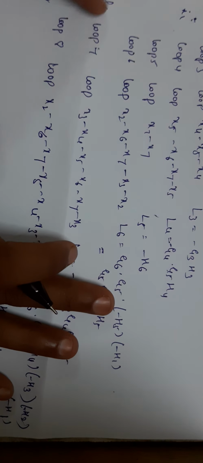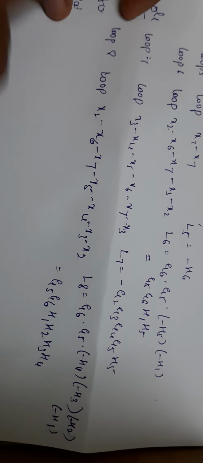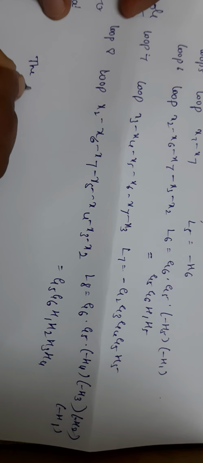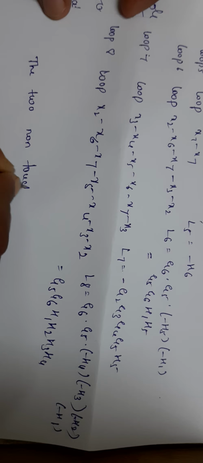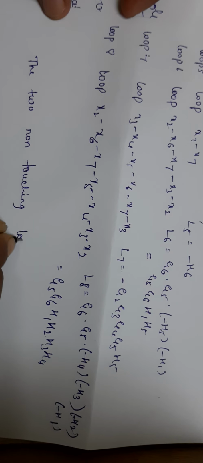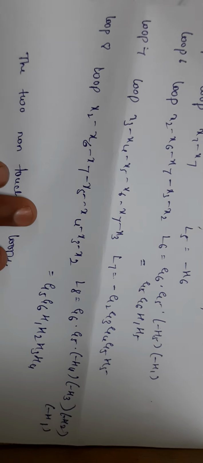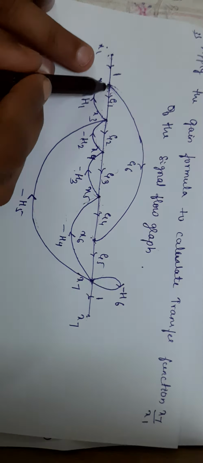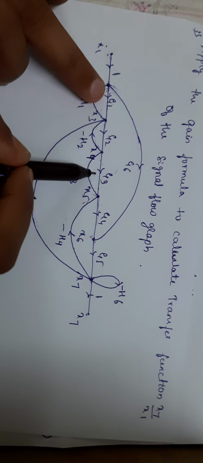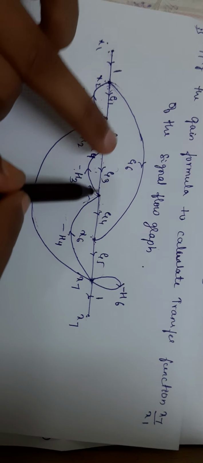Okay, total 8 loops. Next, what we have to see is the two non-touching loops. Consider this loop and this loop: they are non-touching. There is nothing common between these loops.